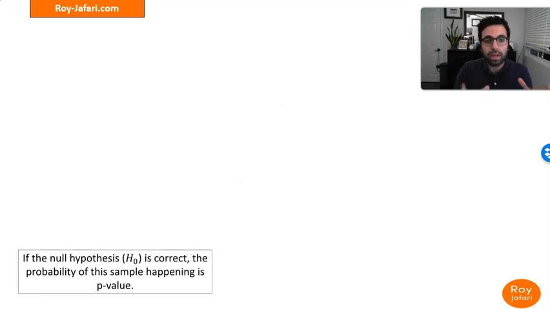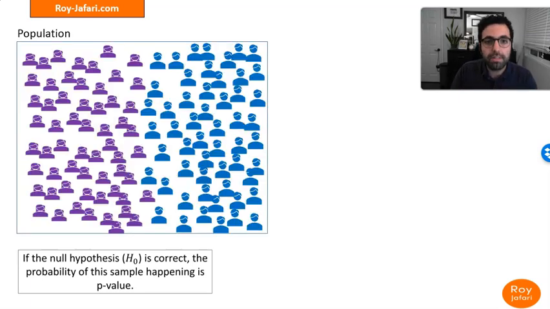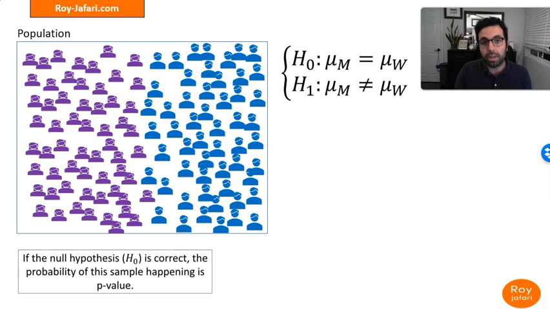So, like I said, we're going to take this for the rest of this video. If the null hypothesis is correct, the probability of this sample happening is p-value, right? So let's say our population is the population of the United States of America, men and women. In this population, we are interested in, let's say, this null hypothesis that the average salary of men and the average salary of women is the same.